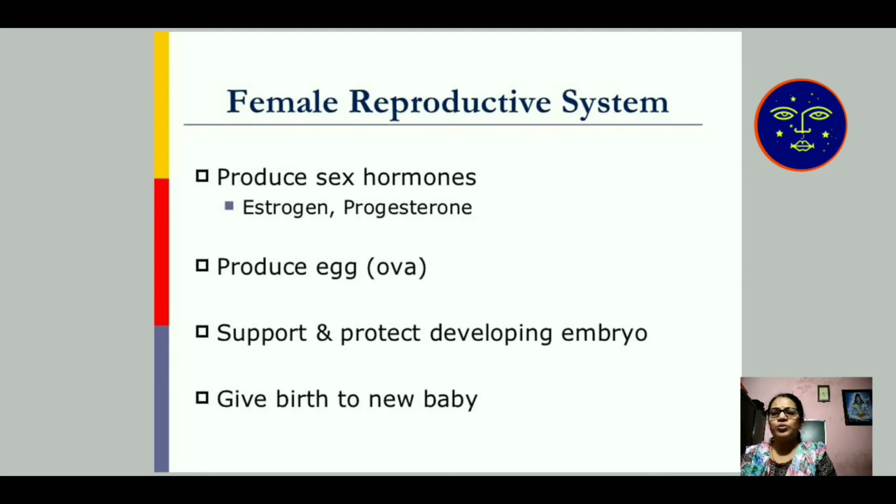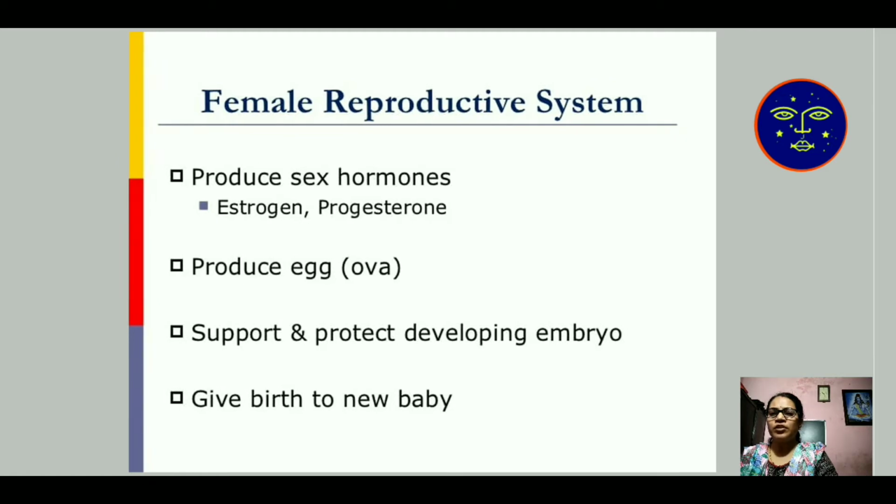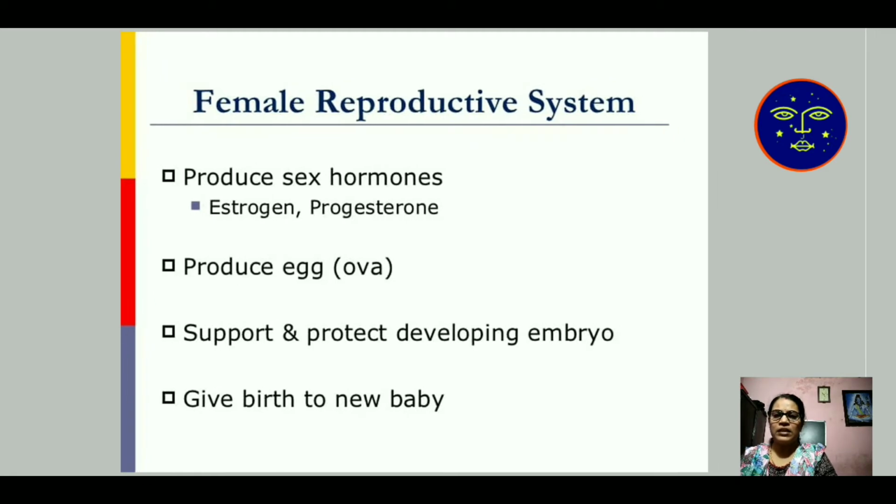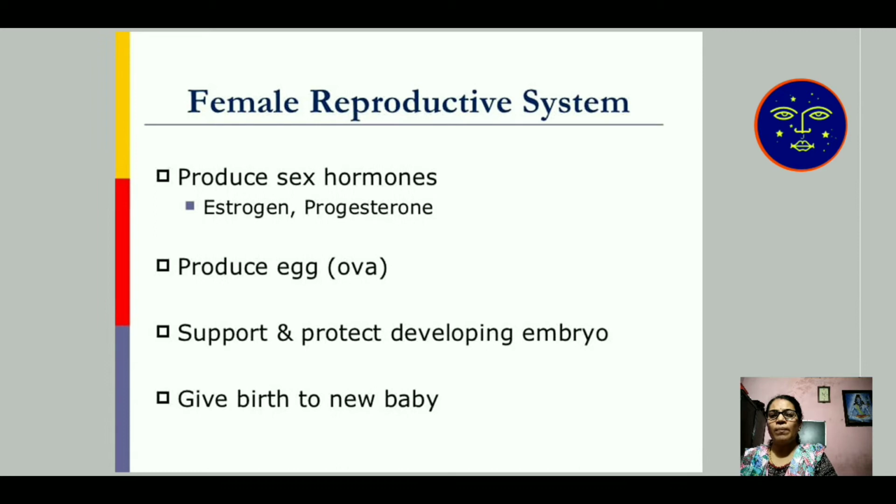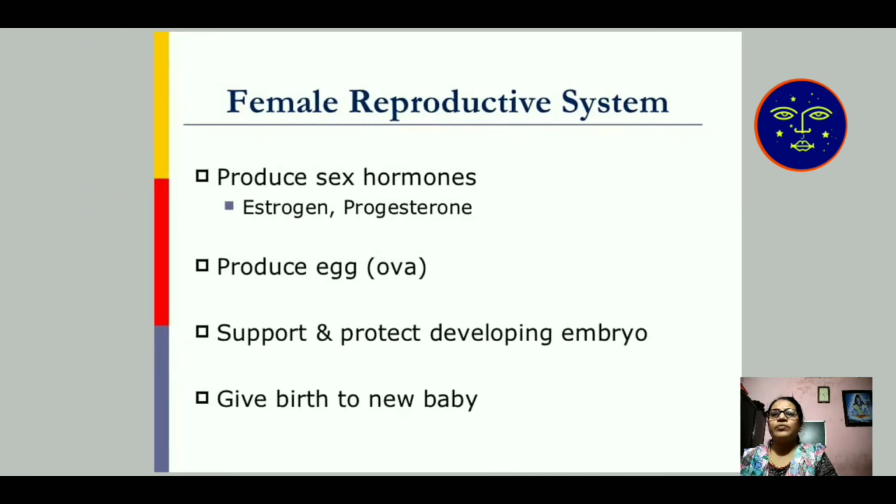It also produces the female hormones known as estrogen and progesterone, which give the secondary sexual characteristics of the female. The supportive and protective part of the embryo is contained within the uterus, and with the help of the female reproductive system, a new baby is born.